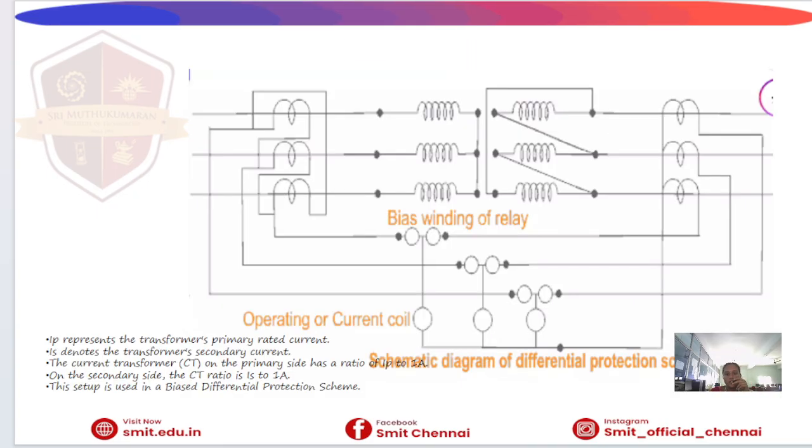This is the star-delta connection for differential protection schemes. IP represents the transformer's primary rated current. IS denotes the transformer secondary current. The current transformer on the primary has a ratio of IP to 1 amp. On the secondary side, the CT ratio is IS to 1 amp. This setup is used in biased differential protection schemes.